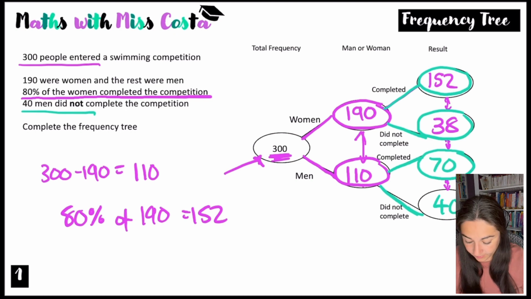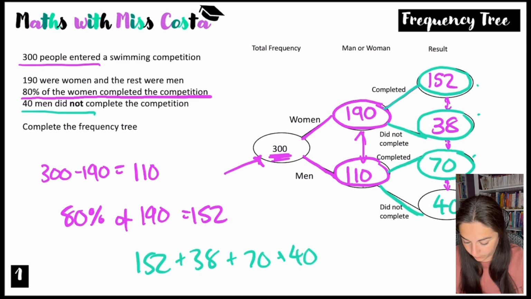Now to double check that I've done it right, let's add all of these up together: 152 plus 38 plus 70 plus 40. What should they add up to? Well, everything should always add up to the original. So this should add up to 300. So let's see if it does. 152 plus 38 plus 70 plus 40 is 300. So yes, we've done it.